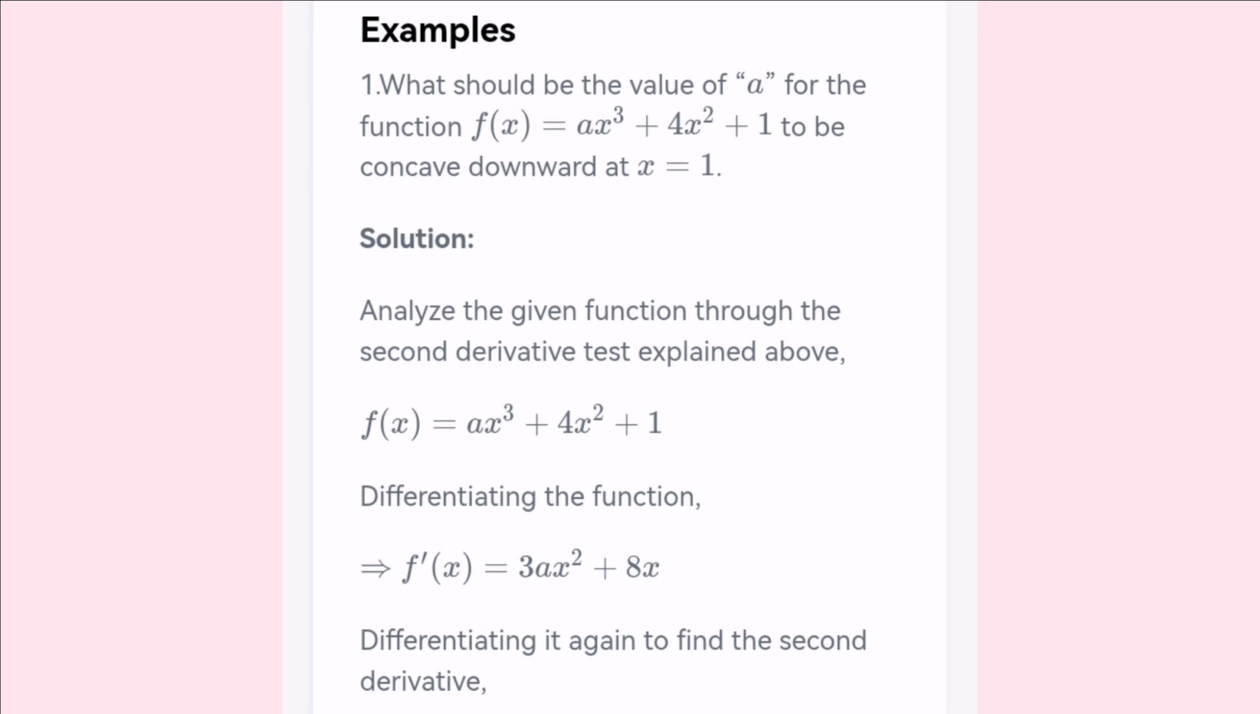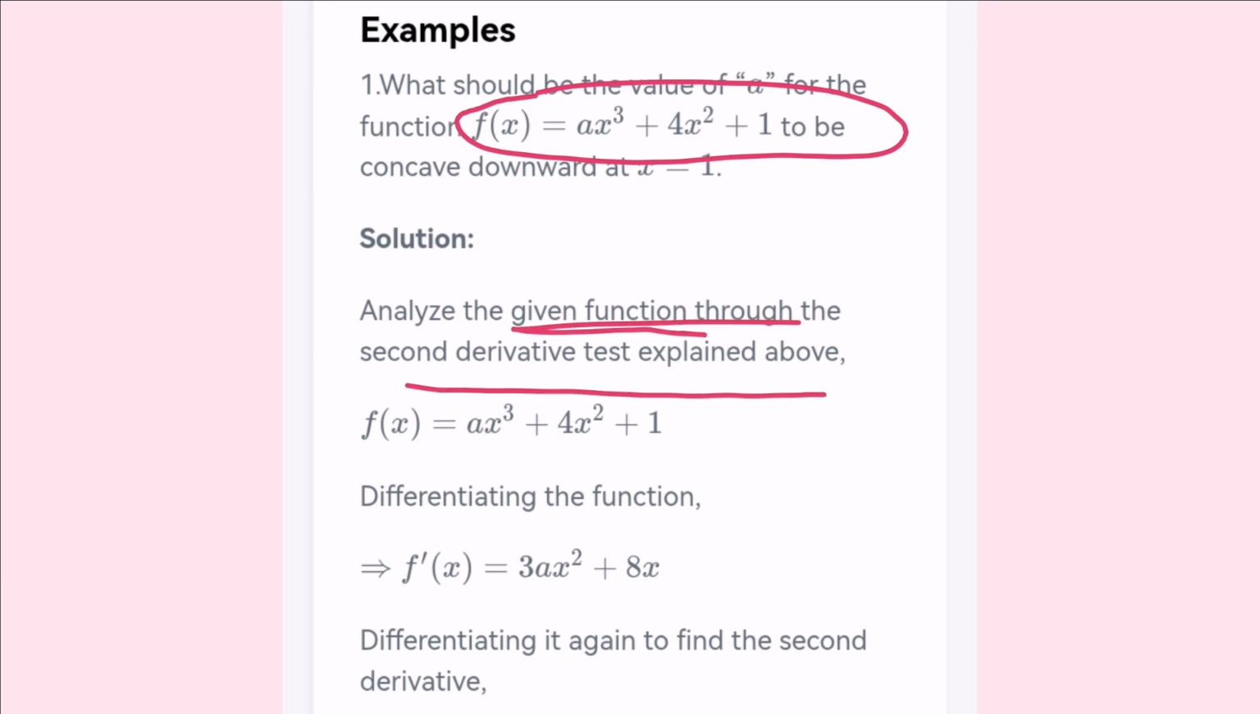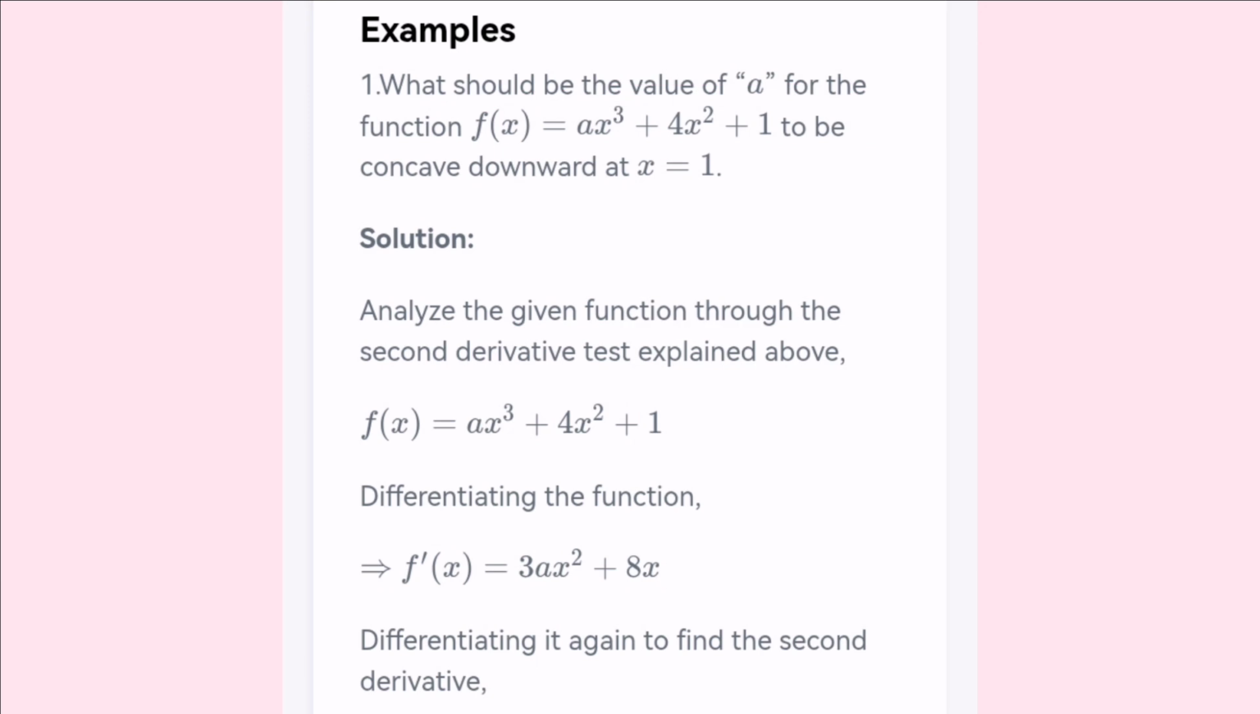Now, in this example, what should be the value of a for the function f of x is equal to ax cube plus 4x square plus 1 to be concave down at x equal to 1? So we have to find the value of a if the function is concave down at the point x equal to 1. Analyze the function through the second derivative test explained above.